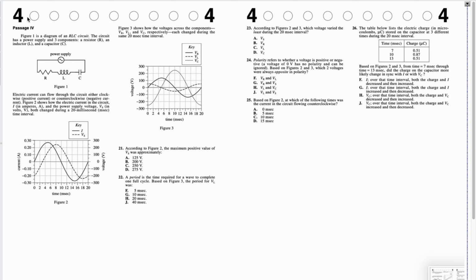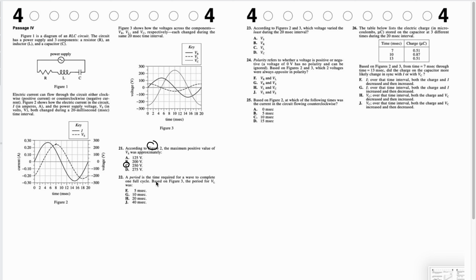Passage 4 is not a conflicting viewpoint, so we're going to go straight into the questions. According to figure 2, the maximum positive value of Vs was approximately... Vs is the dotted curve. The maximum value is up here, positive is about 0.25. But if we look at our answer choices, it's all V, so voltage, and that was current. This is voltage, so we're going to come over to the voltage of 250. That will be C.